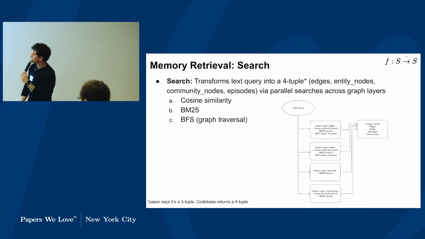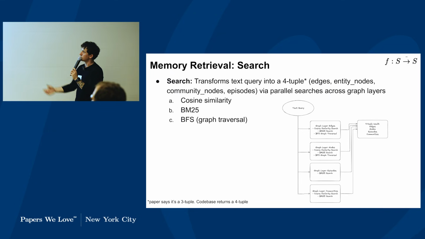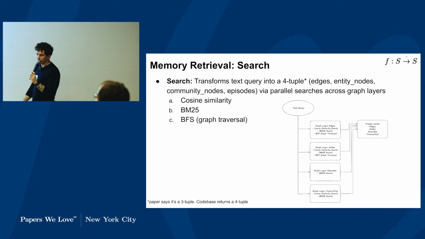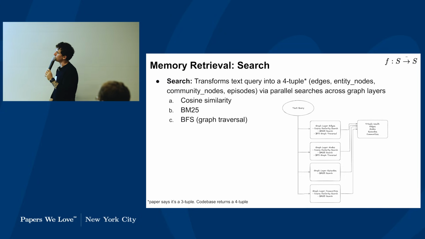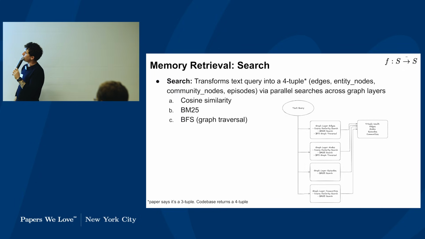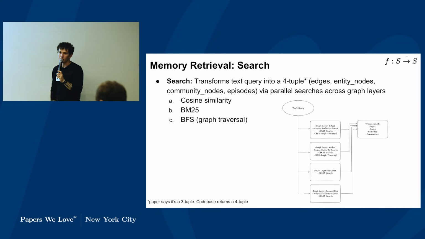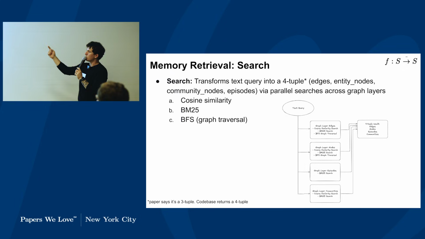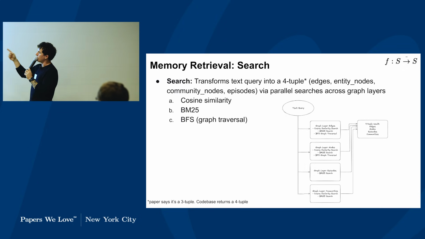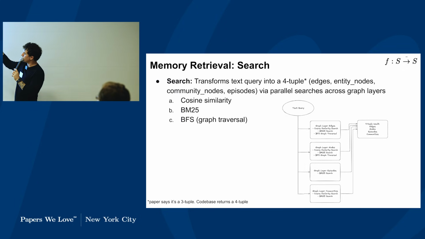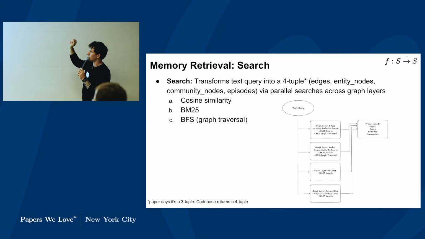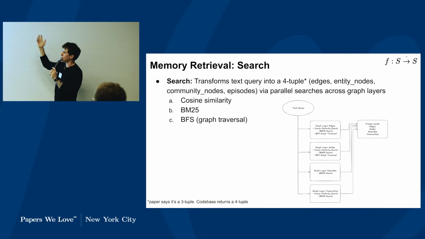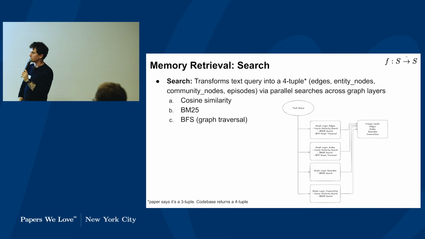So what that looks like, if we go step by step, starting with memory retrieval search. Search transforms our text query into a 4-tuple. We specifically have edges, entity nodes, community nodes, and episodes. And we do this via parallel searches across all of our graph layers. We've got a cosine similarity search, BM25, and graph traversal. There's a little note here. The paper claims that it's a 3-tuple. The open source code base right now is a 4-tuple. Maybe it's evolved, I'm not sure.